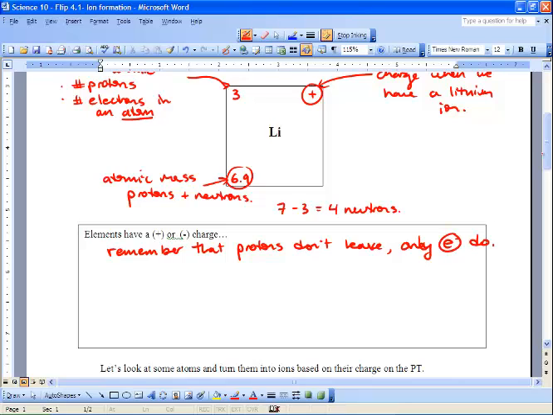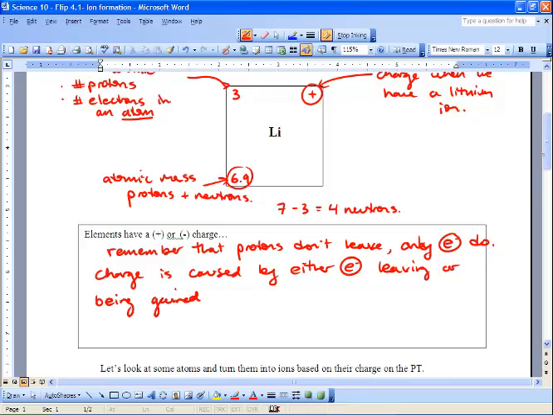All right, so charge is caused by either electrons leaving an atom or being gained. So only our electrons move, and that's how ions are formed. Ions mean that the number of protons and electrons are different. All right, so let's look at a couple atoms here.